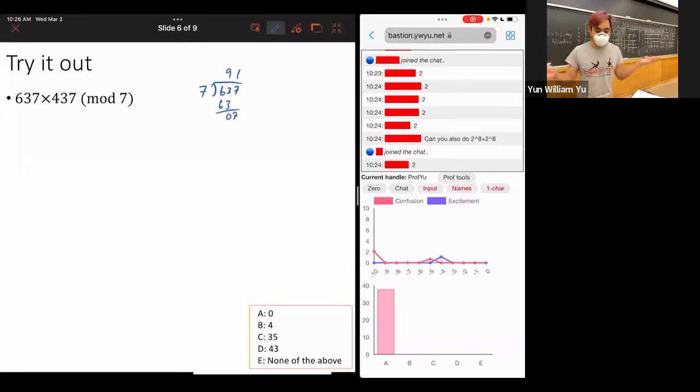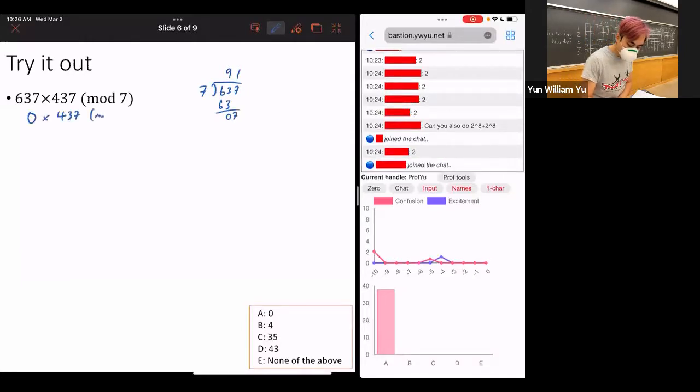So someone asked earlier, what happens if your number is a multiple of the mod? Well, then it's just equivalent to 0. So this is 0 times 437 mod 7. I'm not even going to bother figuring out what 437 is. I mean, I could, but why bother when you already know that anything times 0 is just 0. So this is equivalent to 0 mod 7. Okay, so that was an easy warm-up.